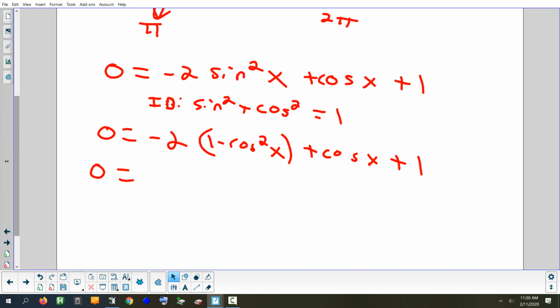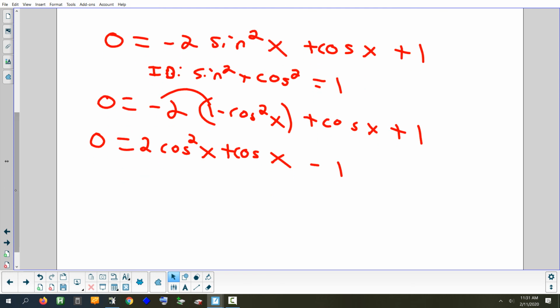All right, so let's distribute. What's -2 times 1? Plus 1. So we got -1. -2 times negative cosine squared just became positive. And plus cosine. Okay. Now, is that a quadratic type of problem? Yes. As long as this is squared, that's to the first power, and they're both the same, cosine, cosine, that's a quadratic kind of problem.